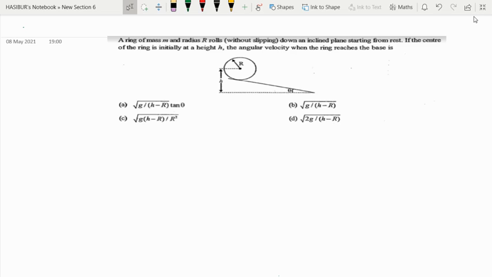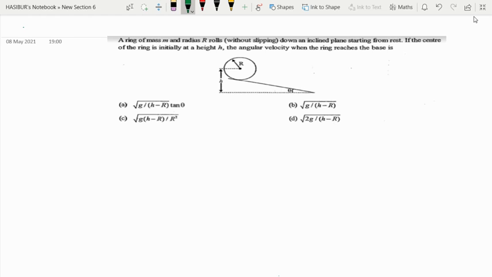Here we discuss physics problems which appeared in different competitive exams. Today's problem is from mechanics and it's a rigid body problem. It says a ring of mass m and radius r rolls without slipping down an inclined plane starting from rest. If the center of the ring is initially at a height h, the angular velocity when the ring reaches the base is. These are the options.